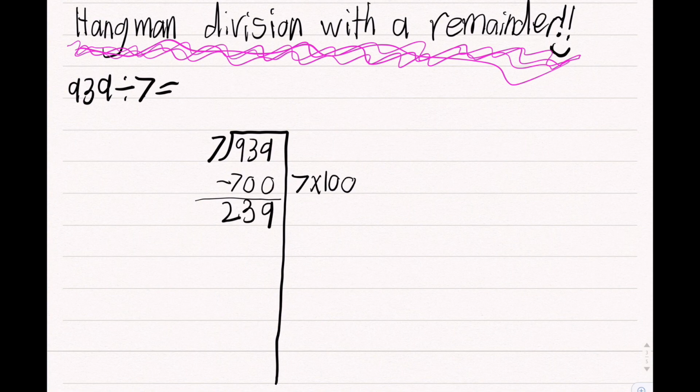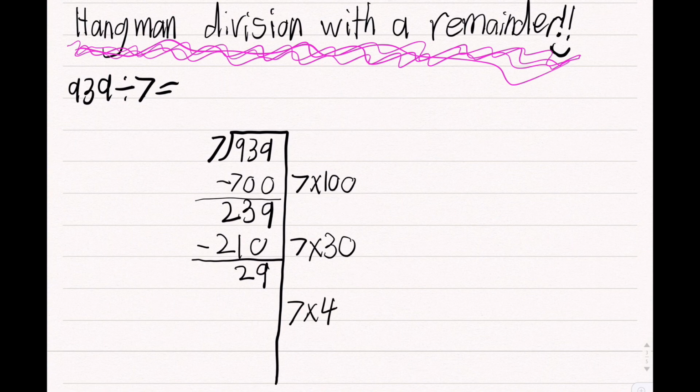Then do 7 times 30, which equals 210. Then do 239 minus 210, which equals 29. Then do 7 times 4, which equals 28. Finally, do 29 minus 28, which equals 1.